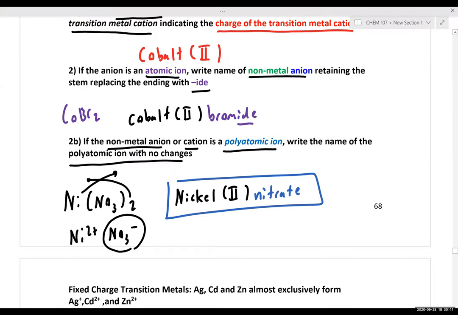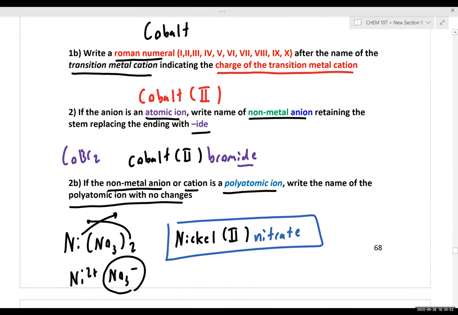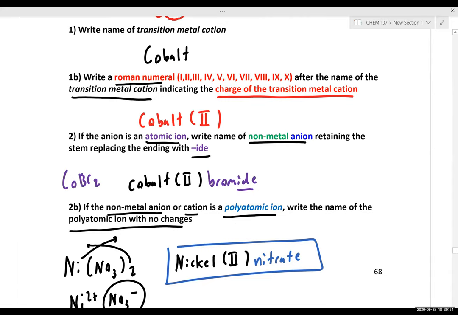Does this make sense to everyone? Is everyone comfortable with these naming methods for variable charge transition metal containing compounds? Any questions?